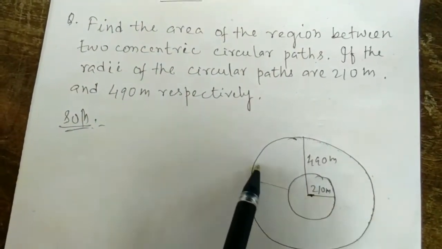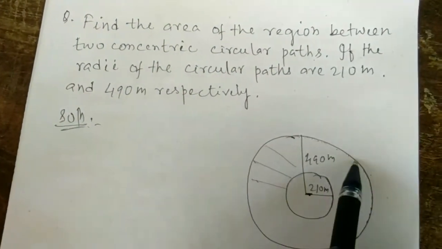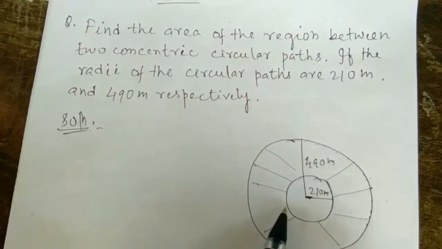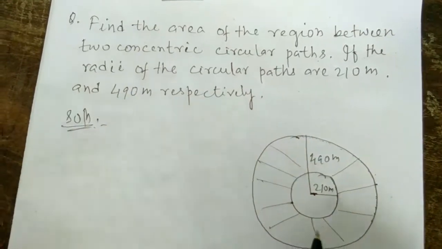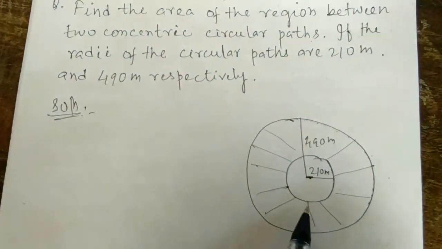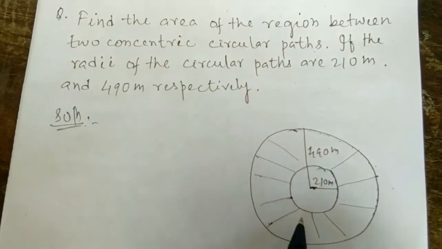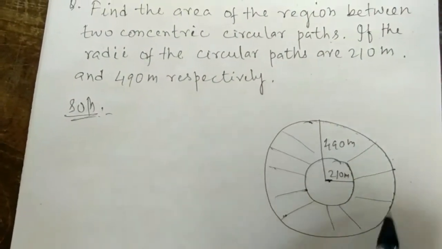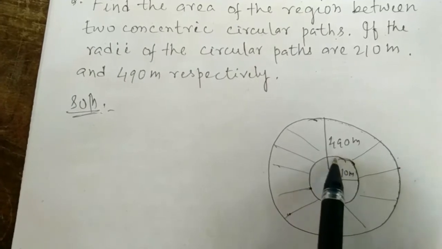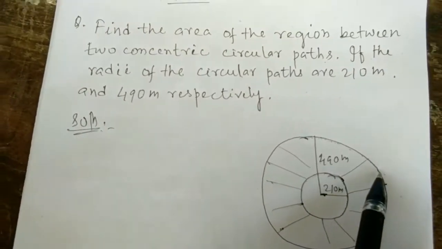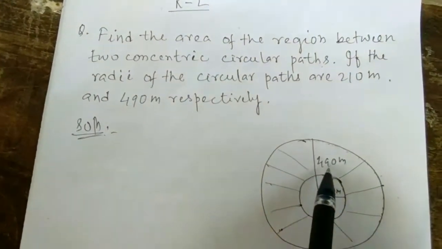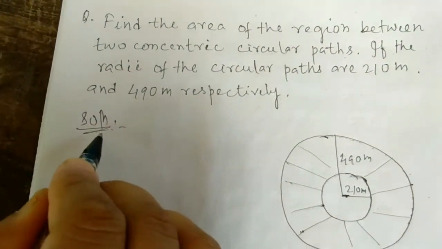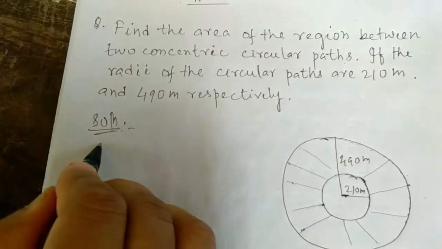We have to find the area of the region between the two concentric circular paths. That means we have to find the area of this region. Clear? So how to find it? To find the area of this circular region or path, we have to subtract the area of the smaller circle from the area of the bigger circle. So how to find the answer?